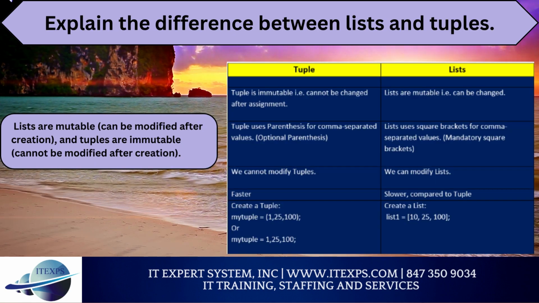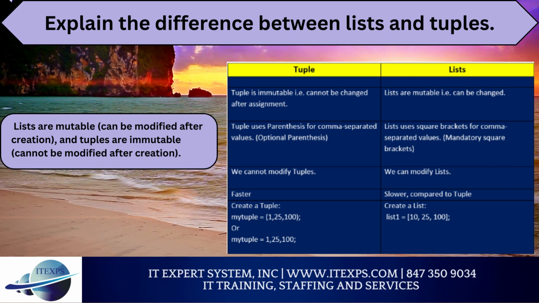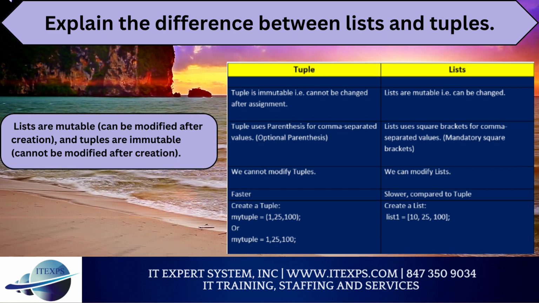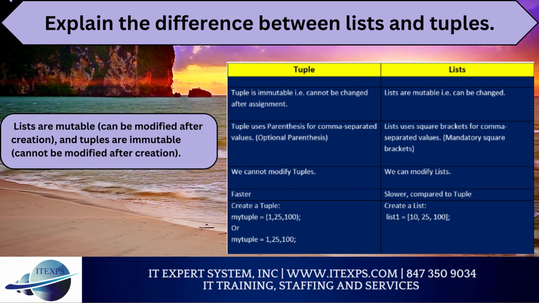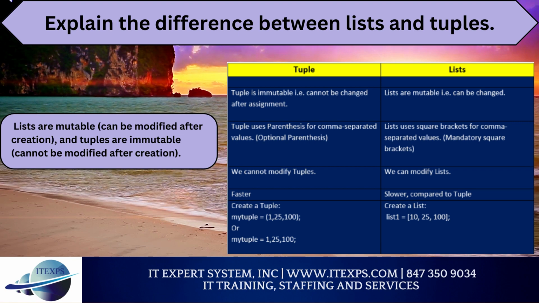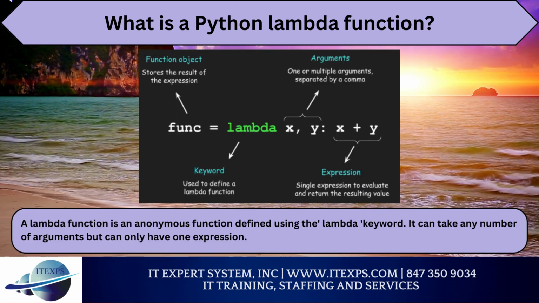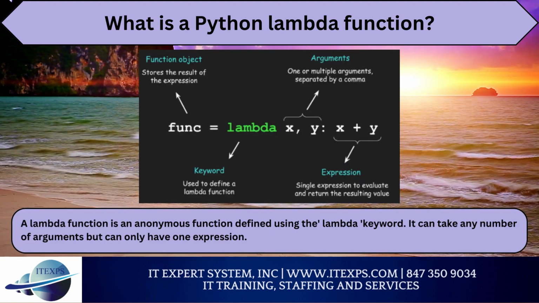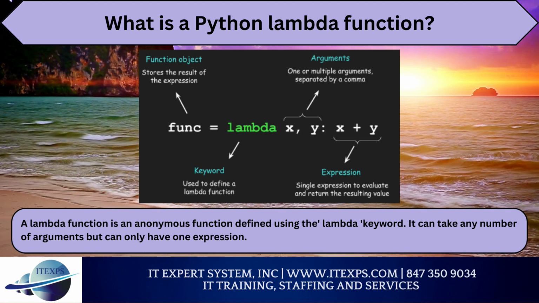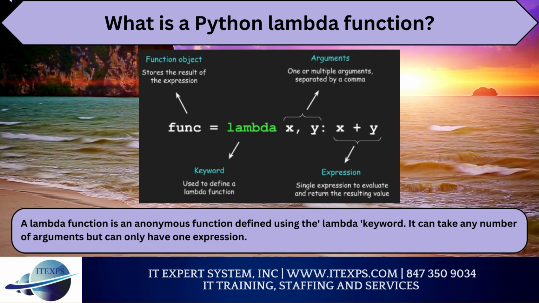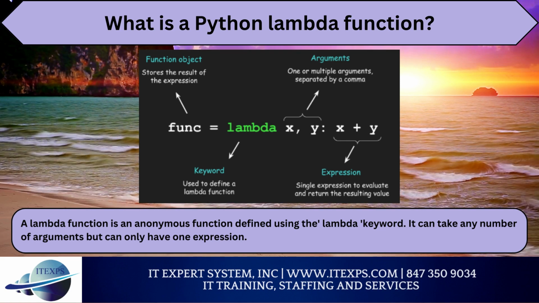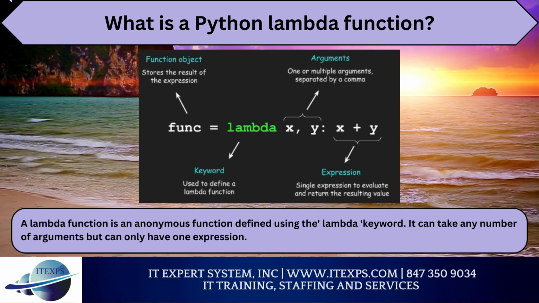Explain the difference between lists and tuples. Lists are mutable, can be modified after creation, and tuples are immutable, cannot be modified after creation. What is a Python lambda function? A lambda function is an anonymous function defined using the lambda keyword. It can take any number of arguments but can only have one expression.